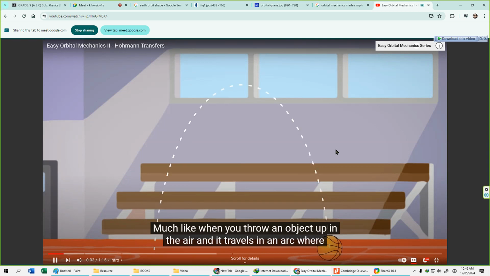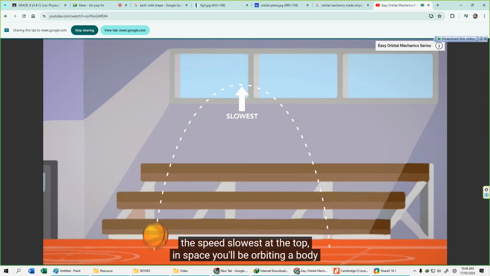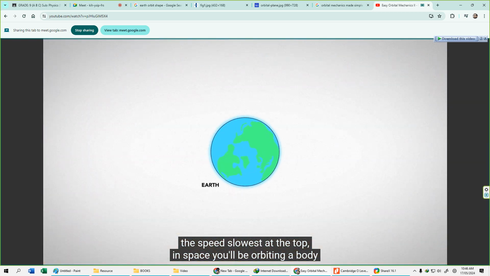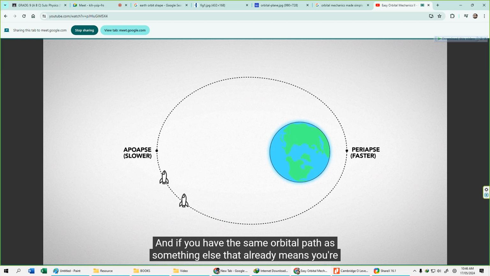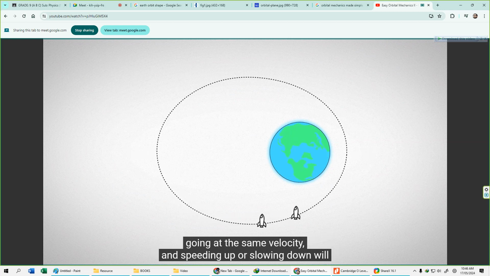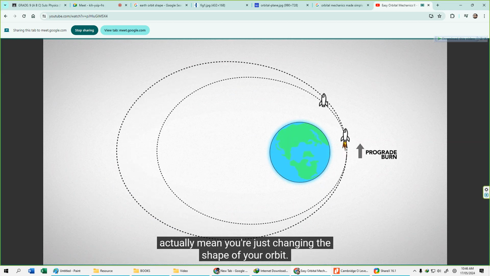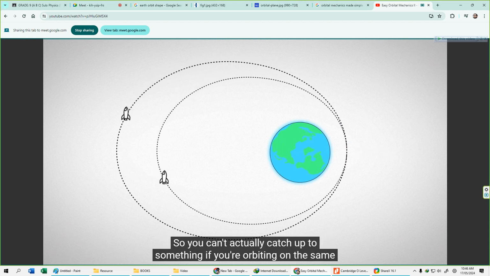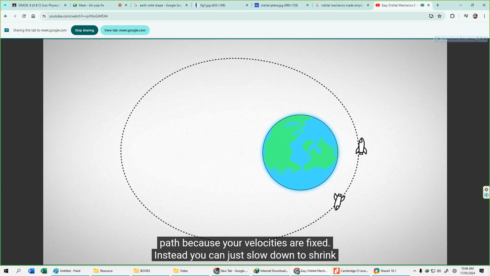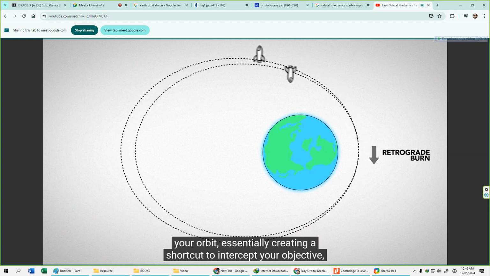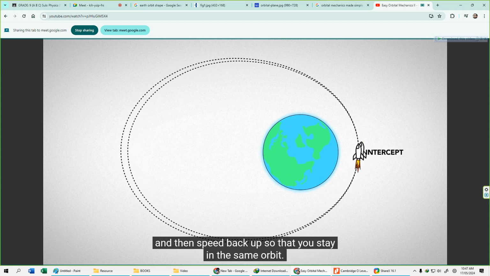Much like when you throw an object up in the air, it travels in an arc at the speed slowest at the top. In space, you'll be orbiting your body slower at your highest point, and faster at your lowest point. And if you have the same orbital path as something else, that already means you're going at the same velocity. And speeding up or slowing down will actually mean you're just changing the shape of your orbit. So you can't actually catch up to something if you're orbiting on the same path, because your velocities are fixed. Instead, you can just slow down to shrink your orbit, essentially creating a shortcut to intercept your objective, and then speed back up so that you stay in the same orbit.